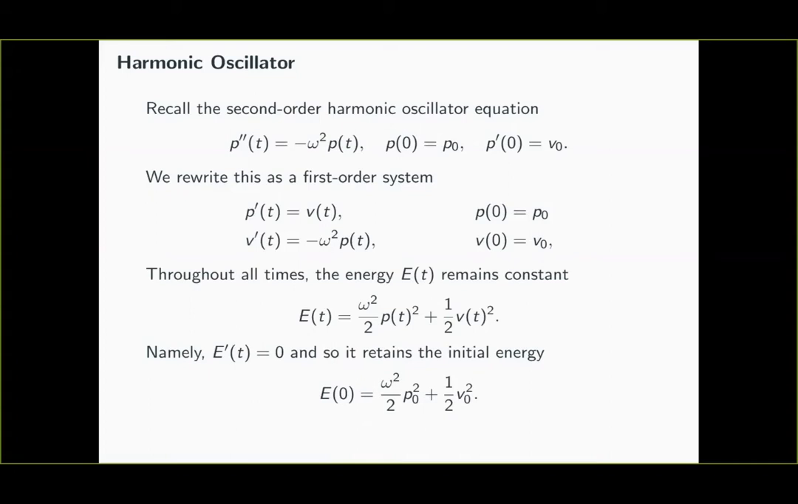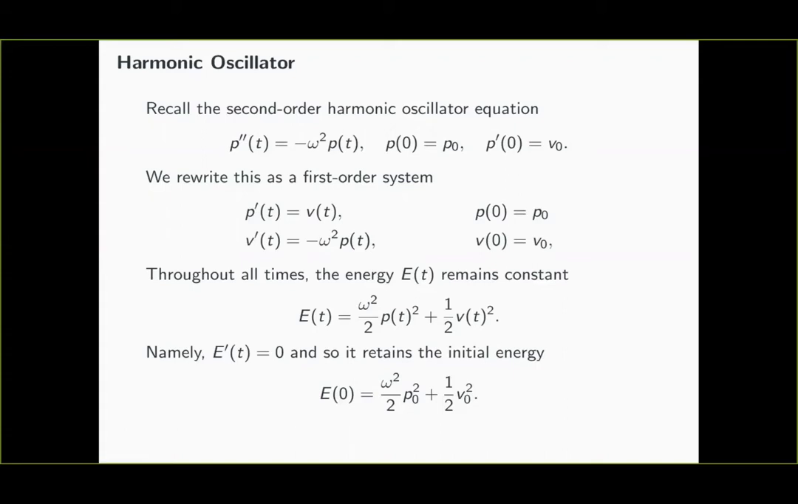You've already seen that, and we also remember the energy conservation. We introduce a variable E of t, the energy at time t, and we define E of t as omega squared over 2 p of t squared plus 1 over 2 v of t squared. The energy E of t is the sum of the potential energy at time t plus the kinetic energy at time t.